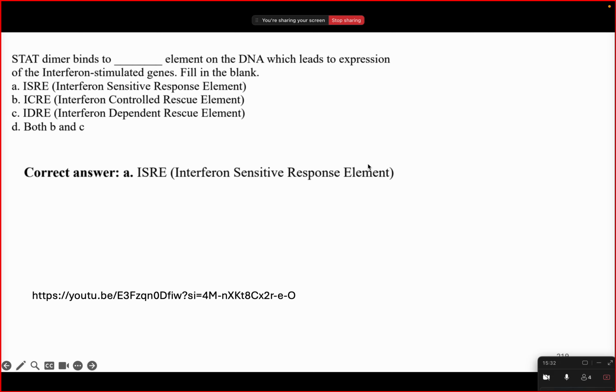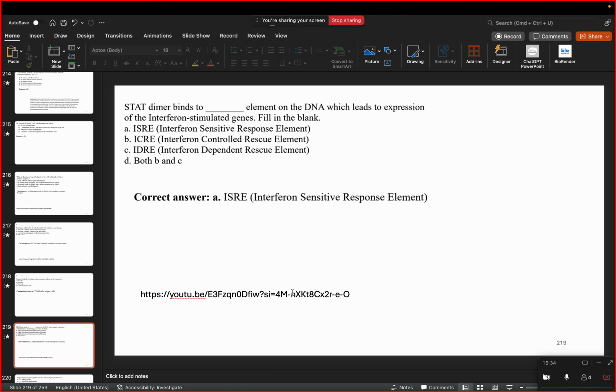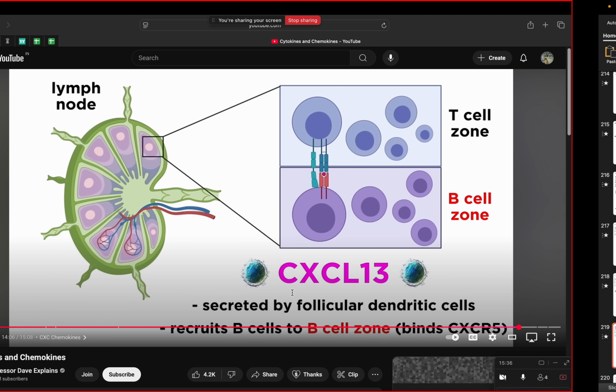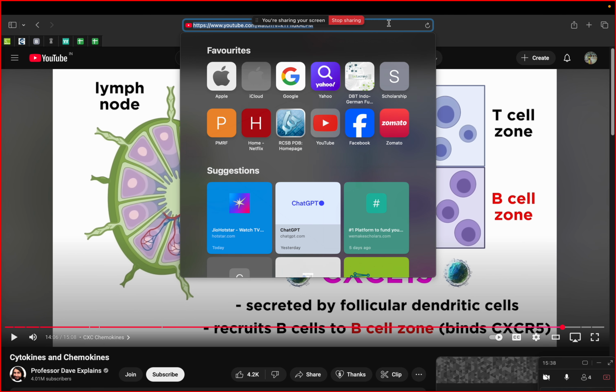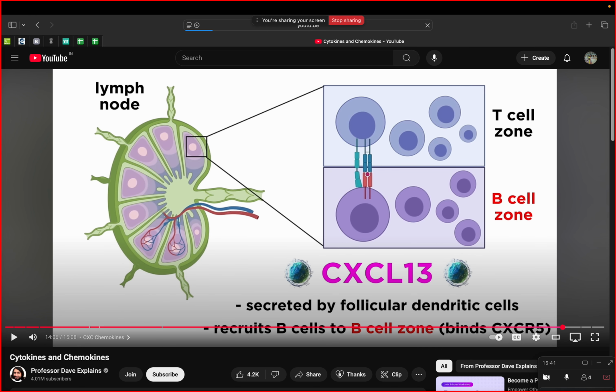So the answer is ISRE, that is interferon sensitive response element. We'll quickly see the whole process, the main thing which I want you to focus on.